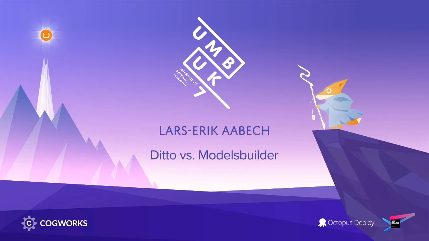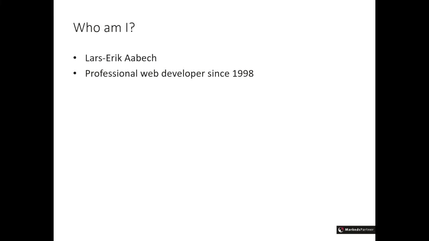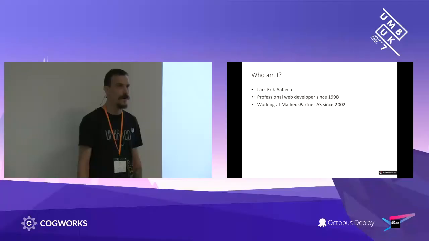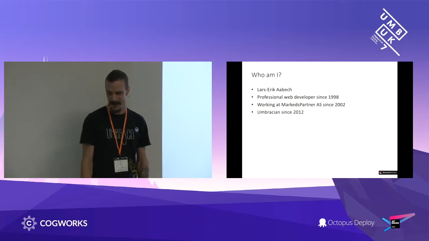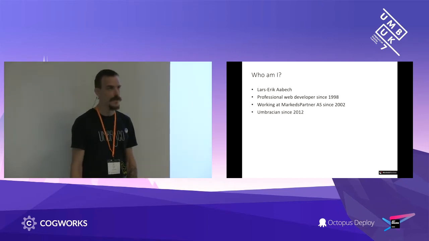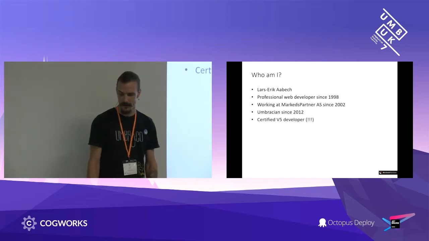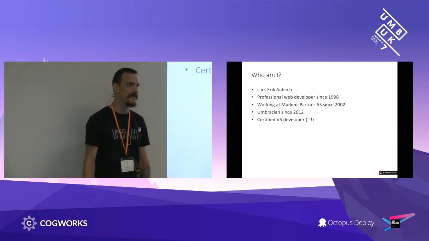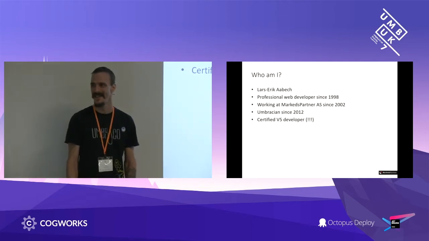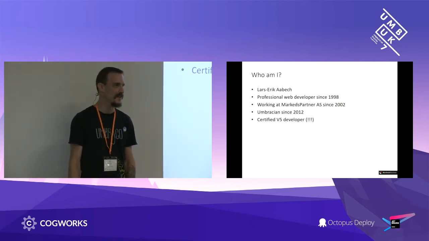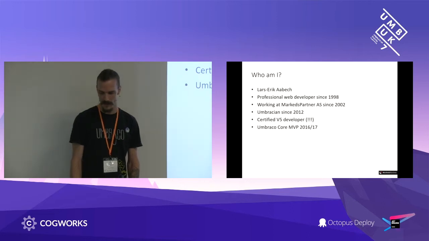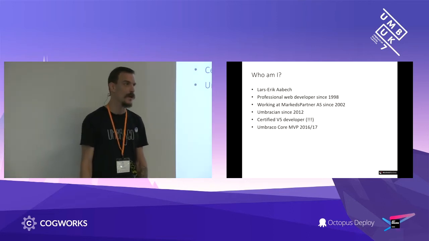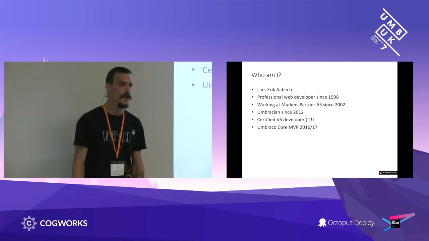I'll just present myself quickly. My name is Lars Erik Aabech. I've worked with the web since forever. I've worked at my current company for forever. And we've used Umbraco at our company since 2012. We're actually all certified version 5 developers, but we managed to make do using version 7 now. I'm quite happy with that. I'm also proud to have been awarded the MVP award this year.